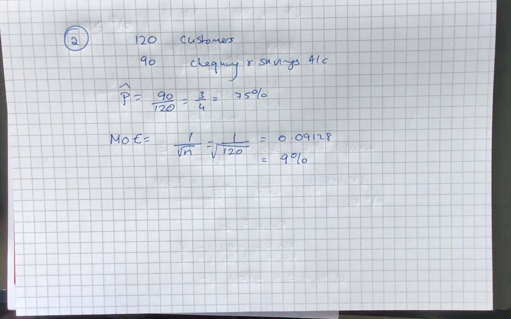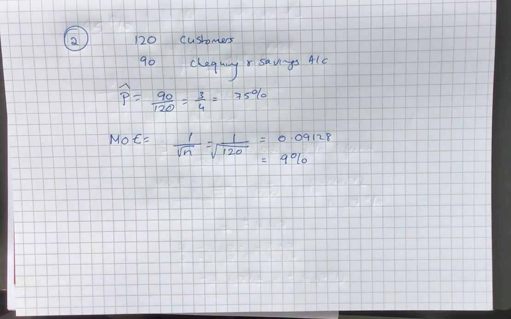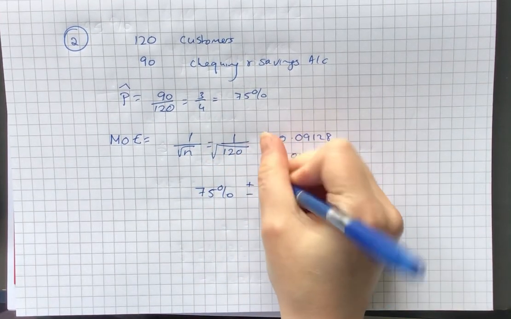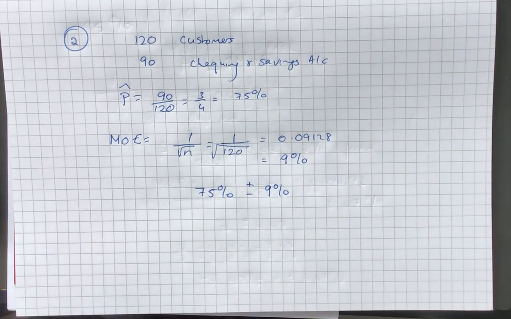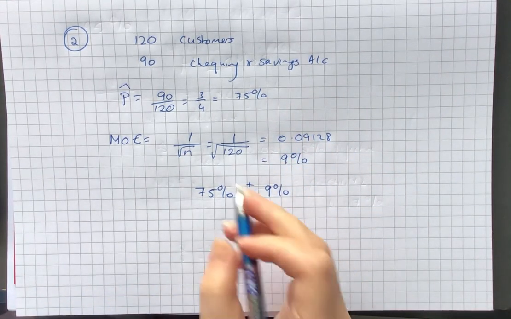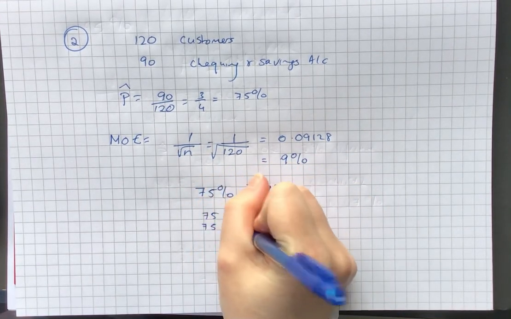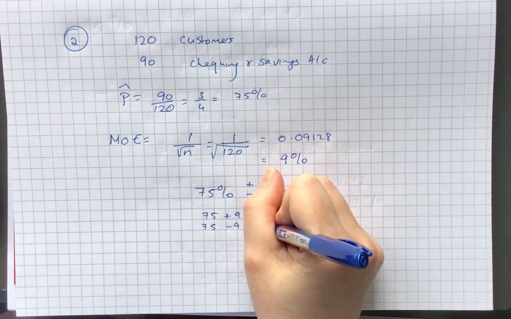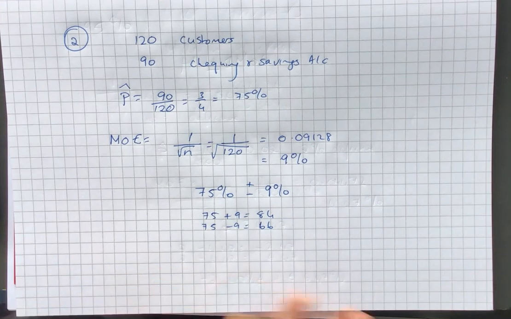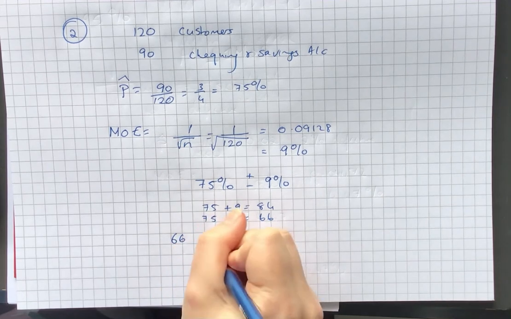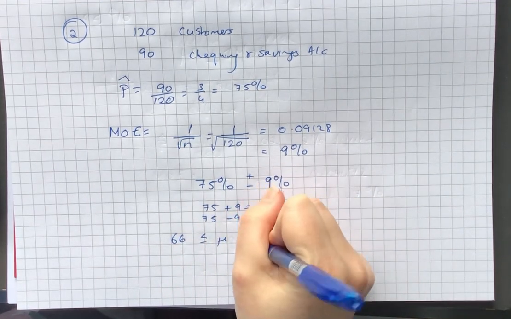Okay, because I've only surveyed 120 people or bank accounts, my margin of error is going to be quite large, so it's 9%. So I want to create now my 95% confidence interval. It's going to be 75% plus or minus 9%. So 75 plus 9 is equal to 84, and 75 minus 9 is equal to 66. So I can create a 95% confidence interval by taking these two end values and saying 66 is less than or equal to the mean, less than or equal to 84.